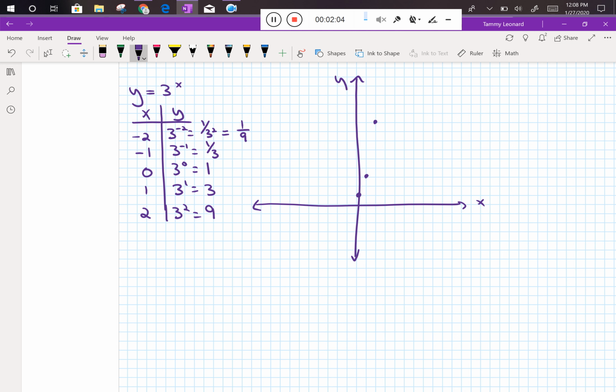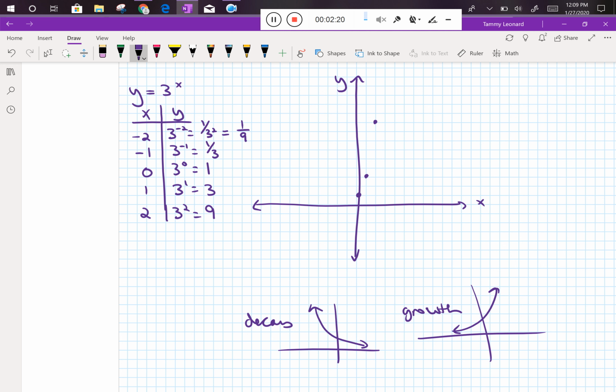Now, if you think about the graphs that we looked at back in our note sheets, remember that growth functions looked like this, and decay functions looked like this. So we sort of have an idea of what to expect. This is clearly a growth function because the b value, the 3, is bigger than 1. Now, I know that on this left-hand side, it's getting really close to the x-axis, but it's not actually going to meet it. So I'm not actually going to try to graph 1/3 and 1/9.